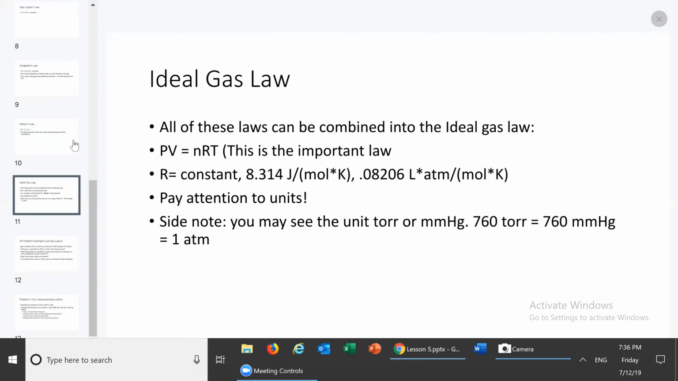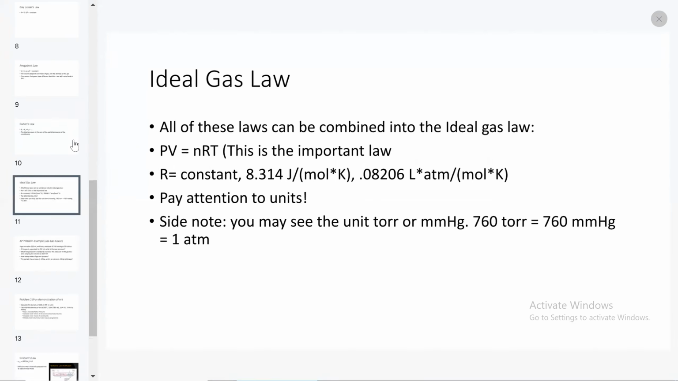Okay, so now this is the important equation that you should definitely write down and memorize. All of the gas laws that we talked about earlier are really just one gas law. We can sum all of this up in one gas law, called the ideal gas law. So PV equals nRT. And R is a constant called the ideal gas constant, and it's equal to 8.314 joules per mole Kelvin, or 0.08206 liter atmospheres per mole Kelvin.